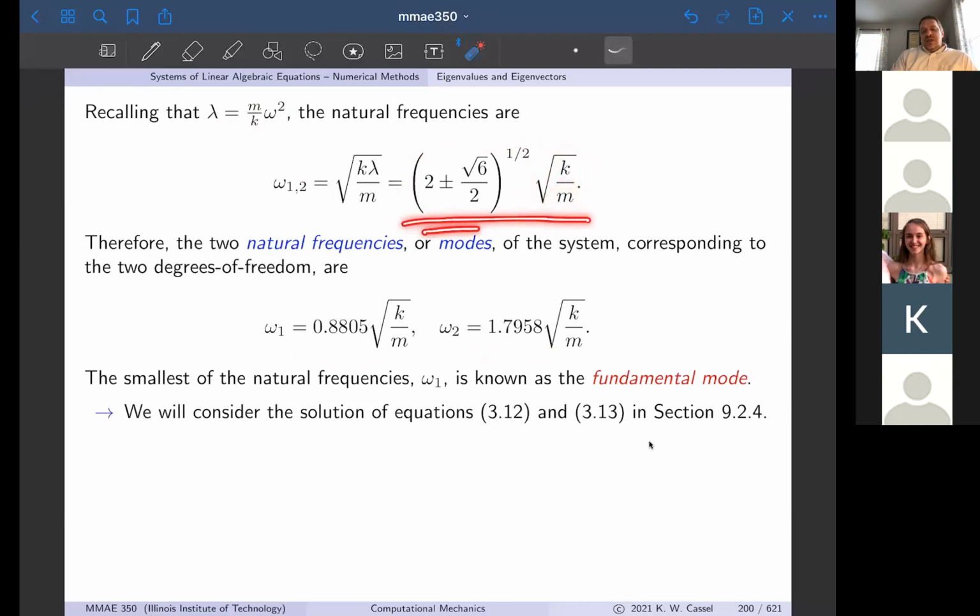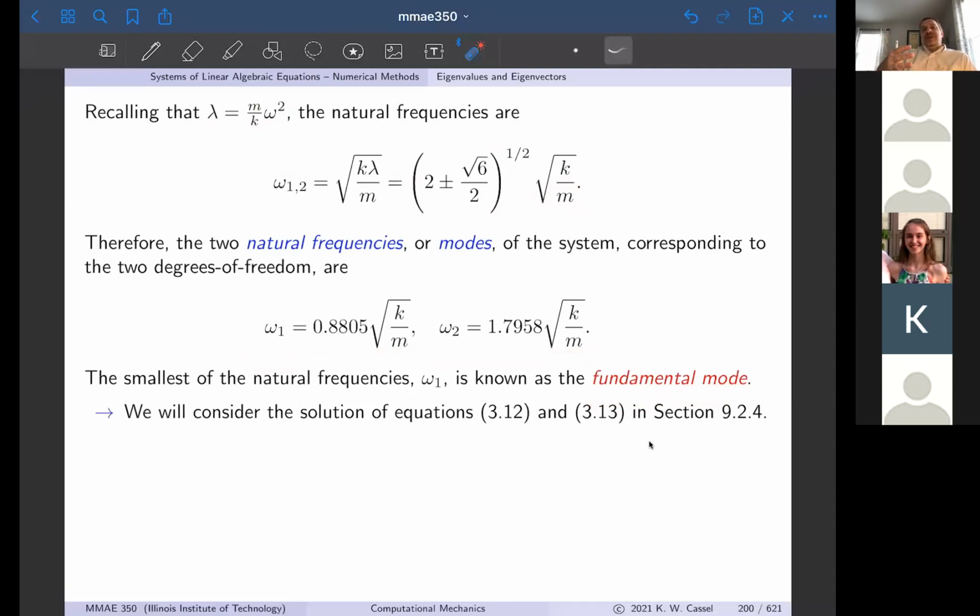Then you can evaluate these and get the 2 plus and minus, so you get the 2 natural frequencies of vibration corresponding to the 2 modes, omega 1 and omega 2. Now the smallest one, this one, is called the fundamental mode. And in some applications, it's not terribly important here, but in some applications, it's the lowest one that you care about because that's the one you're going to hit first.